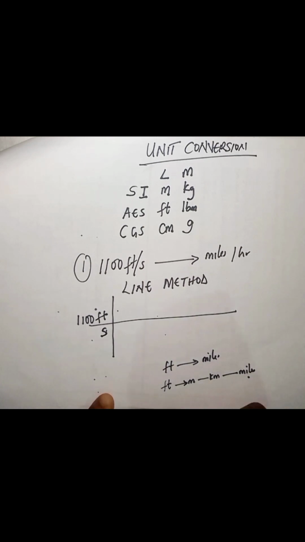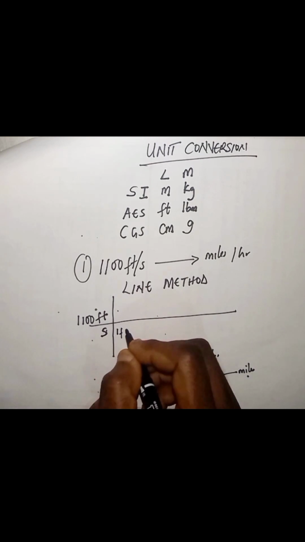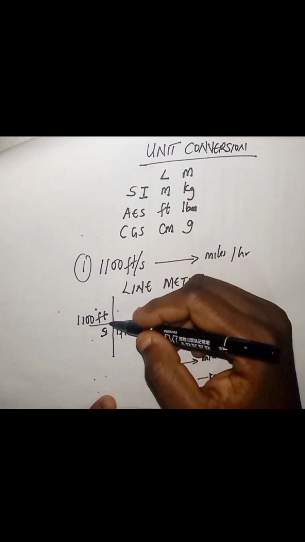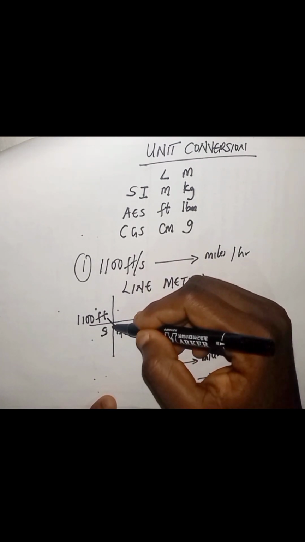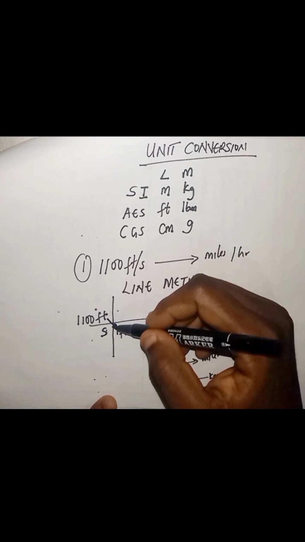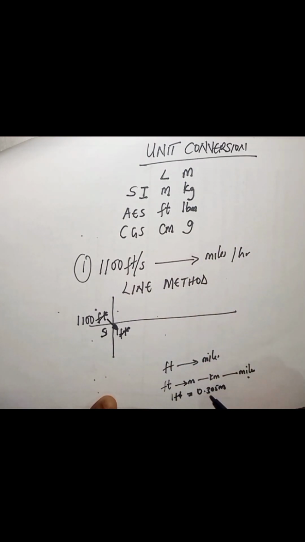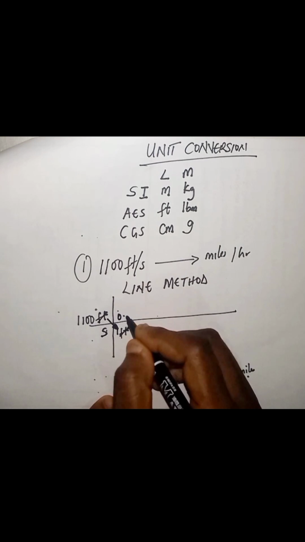Now, from feet to meters, 1 foot is equivalent to 0.305 meters. So I'm going to place my 1 foot below here. Whenever you want to cancel out, the units should be diagonal to one another so that you can easily cancel out. Then 0.305 meters should be placed up here.